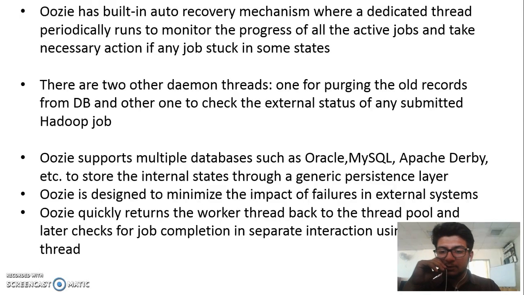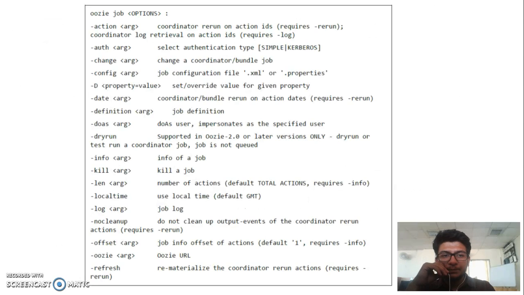As we saw in the diagram earlier, there's a persistence layer that connects to the SQL database. So this SQL database can be anything. It can be an Oracle database, MySQL database, Apache Derby database, etc. Oozie quickly returns the worker thread back to the thread pool and later checks for job completion in a separate interaction using a different thread. In this way it ensures high performance, and it ensures that no thread is being used for a long time.